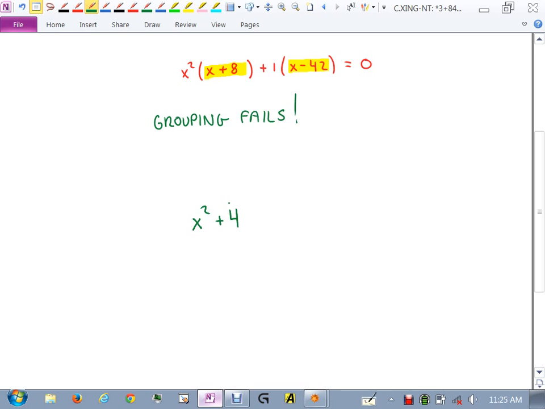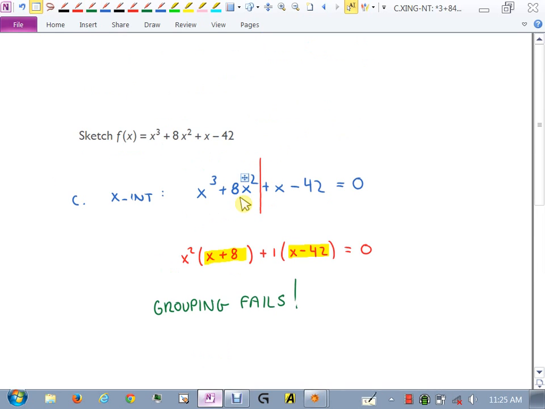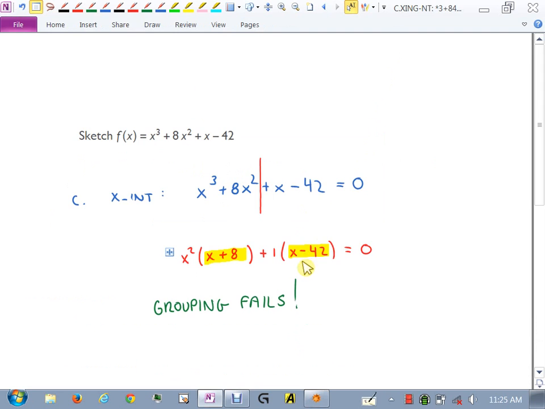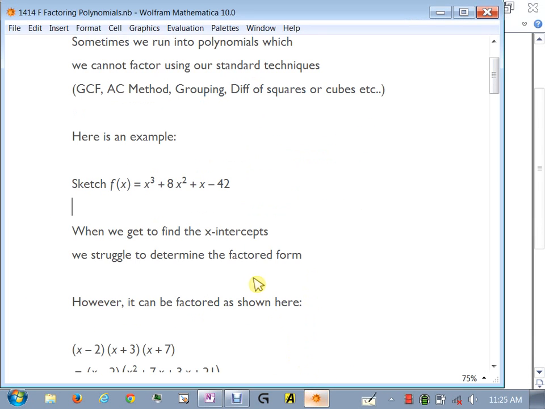With me? So you may think here, all right, well, look, grouping failed. This thing doesn't factor. But you're wrong. Let's look at the notes.